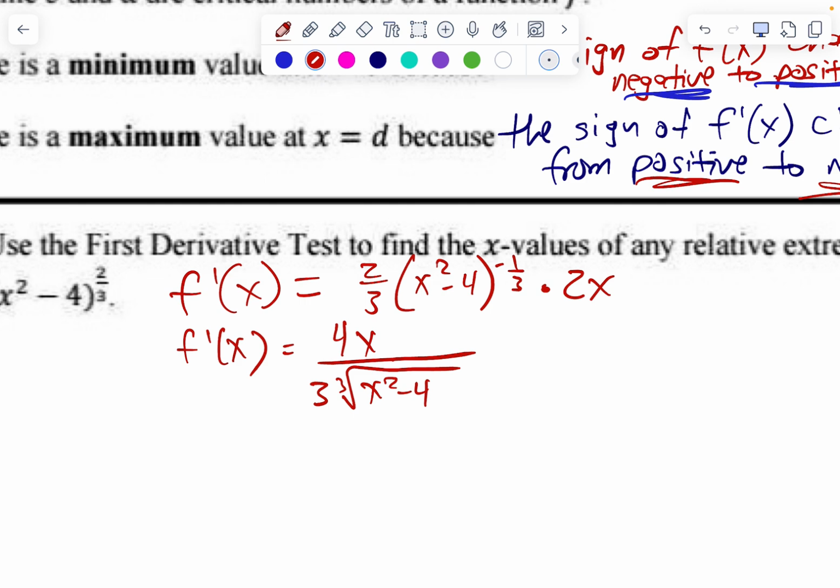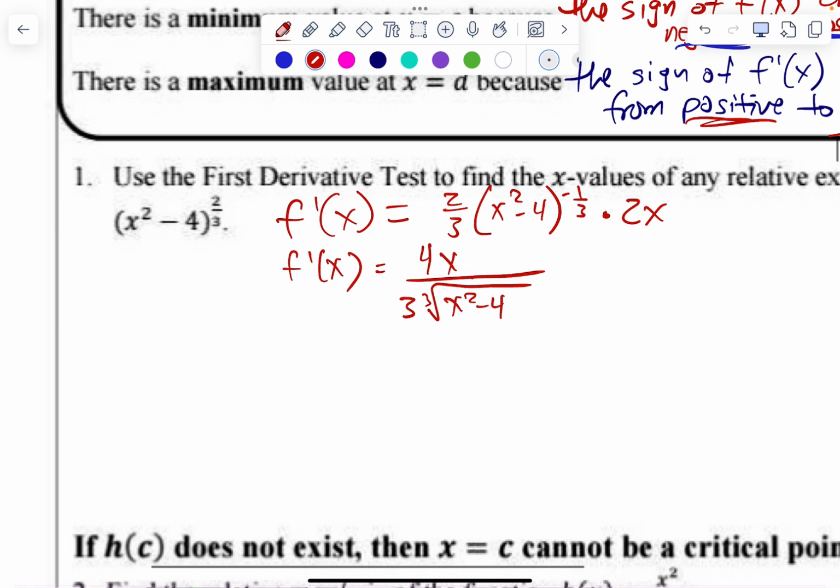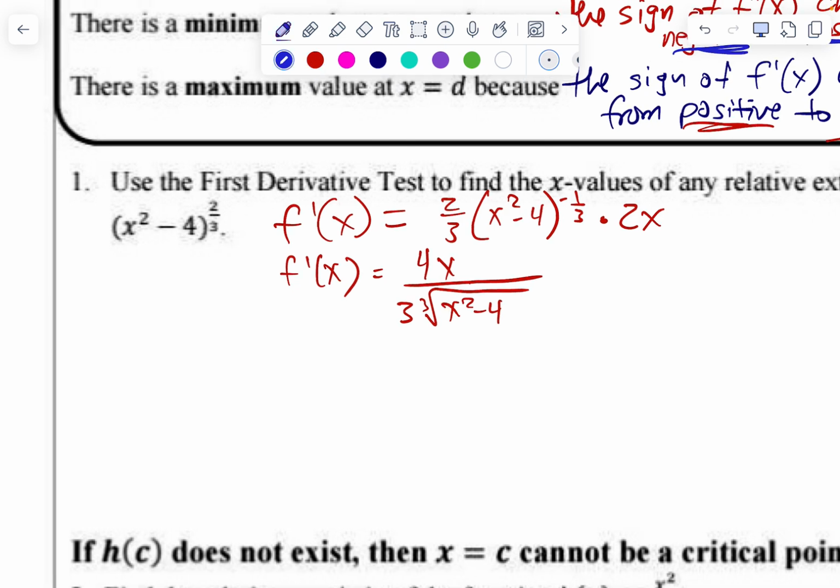So what do we need to do next? Can we start making our table yet? No. Do we know where to check? No. So what's the next step? Find the critical points, right?